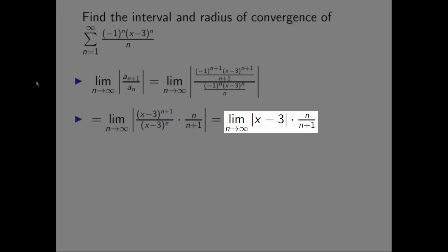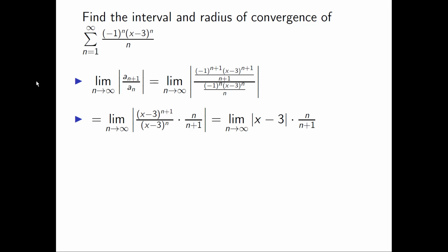Okay, and we want to know for which values does this converge. Well, as n goes to infinity, the n over n plus 1 goes to 1. So we're just left with the absolute value of x minus 3. And remember, we want that to be less than 1. Now that was the point of the ratio test: when this is less than 1, then the series converges.